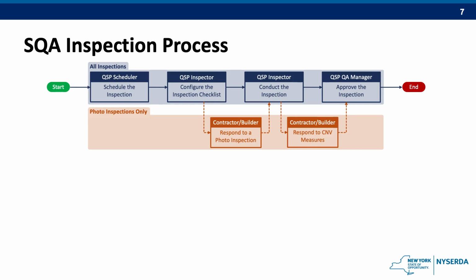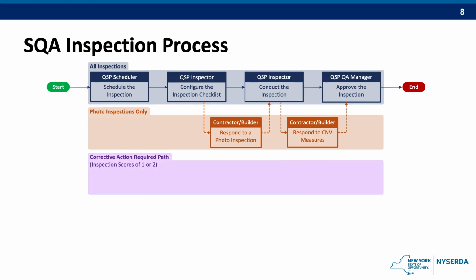Sometimes a photo submitted by the contractor or builder isn't good enough for the inspector to validate that the work passes the inspection criteria. If this happens, the inspector will mark the inspection task as "could not verify" and place a note on the task identifying the issue. This gives the contractor or builder an opportunity to provide an updated photo. After the photo has been resubmitted, the inspector will re-review the task, and the process will continue with the QSP QA manager approval.